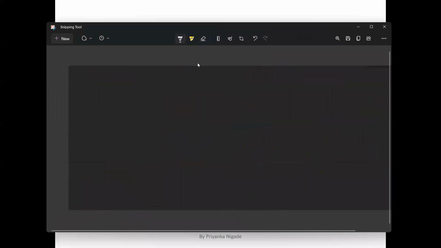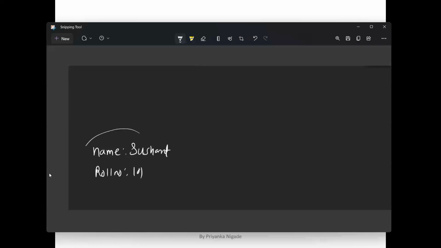Now suppose, as I told you, there are various students, and names can be different. For example, I have a student whose name is, let's say, Sushant. Suppose his roll number is 101. Fine, this is one object. I can consider this as one object.